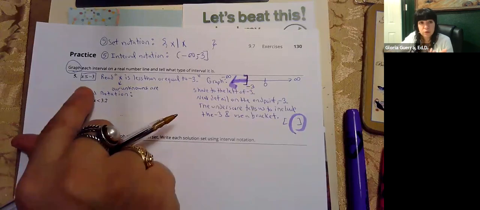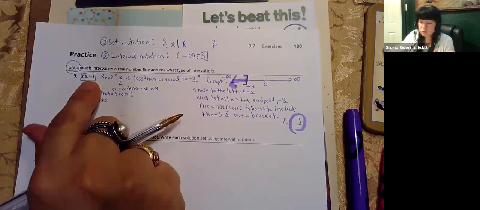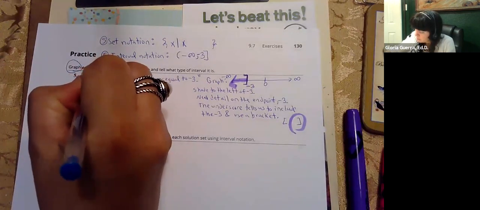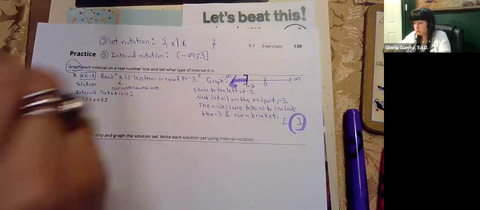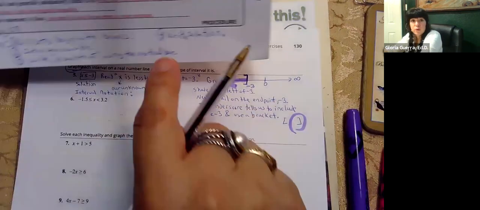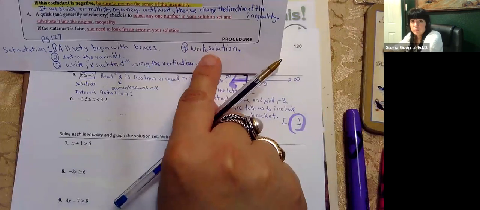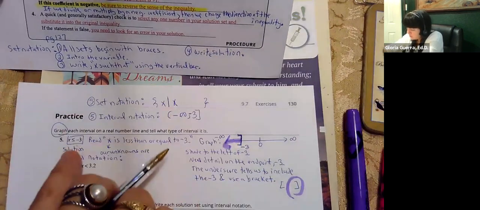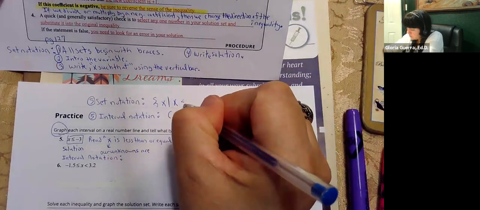And now they're just telling you, look, here's my answer. Here's my solution. So what you do is step 4, you write the solution. And the solution is this, that X is less than or equal to -3.